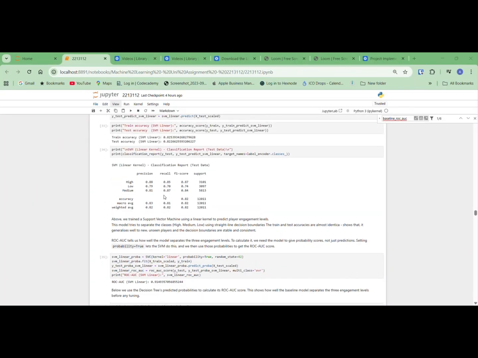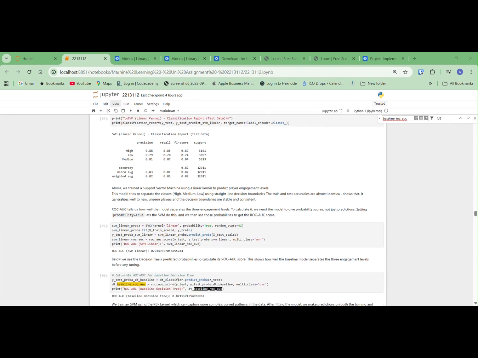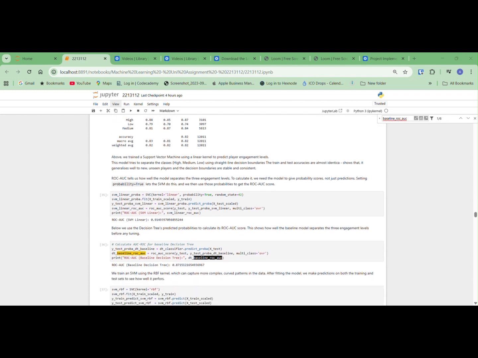Before moving on to implementing the RBF kernel, I checked what the ROC AUC score was for the decision tree and the linear SVM model. This basically measures how well the model separates the classes overall using predicted probabilities. So you're looking for a score as close to 1 as possible. Here we can see the SVM performed better than the baseline decision tree.